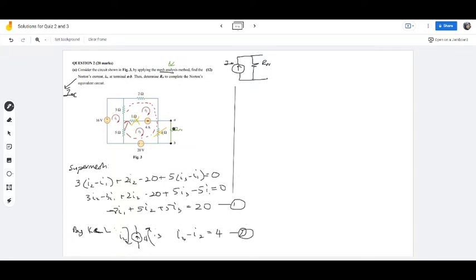Now the next one is the mesh one. So we start with minus 16 because I see negative first, plus 3(I1 minus I2), that's a plus. Let me erase that bit to make it nicer. Plus 3(I1 minus I2) plus 5(I1 minus I3).